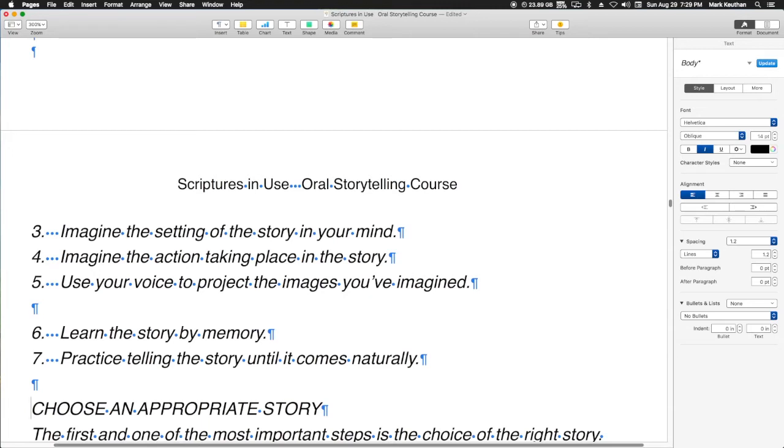Zacchaeus sounds to me, that's the way I imagine his voice. To you, it could be something else. In fact, you could even change gender. You could make Zacchaeus a female. You can't make Jesus a female, but you can make Zacchaeus a female. All right, but these are not parables. We're using Zacchaeus, the story of Zacchaeus and Jesus, as an example.